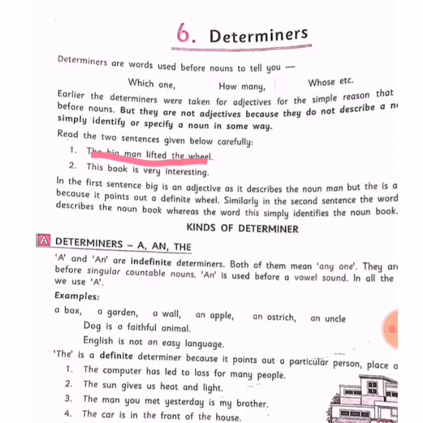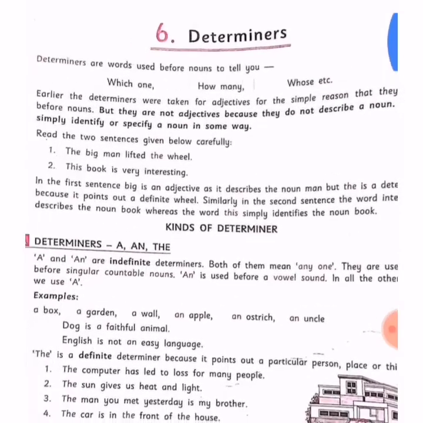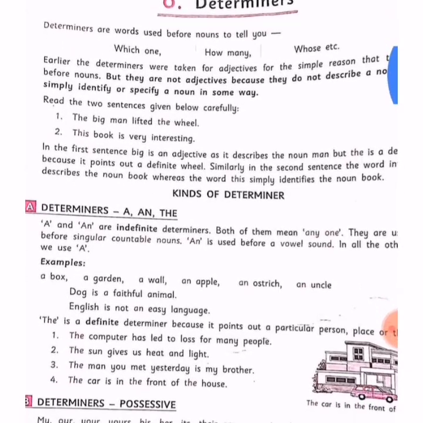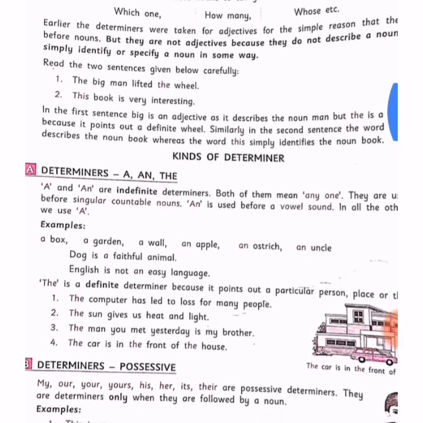Now we have different kinds of determiners. First are a, an and the. A and an are indefinite determiners. Why? Because these can be anyone. We are not talking about a particular thing when we are using a or an. They are used before singular countable nouns, and an is used before a vowel sound. In all other cases we use a. For example, a box means any box, a garden, any garden, a wall, an apple, an ostrich, an uncle.